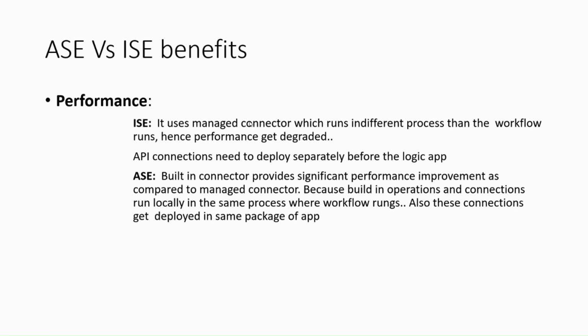Hence what happened is, that runs outside of the scope of that logic app, or let's say of that ISE. So what happened is, it can come in the ISE, but ultimately that runs outside of the scope of the logic app, right? So that degrades the performance. It needs to talk to one process, needs to talk to another process, right? And the API connection needs to be deployed separately before the logic app. We must have that API connection there. Otherwise, we cannot connect that logic app with particular resources.